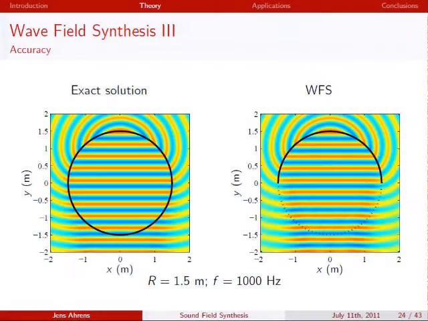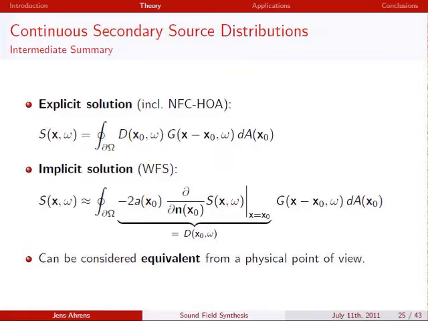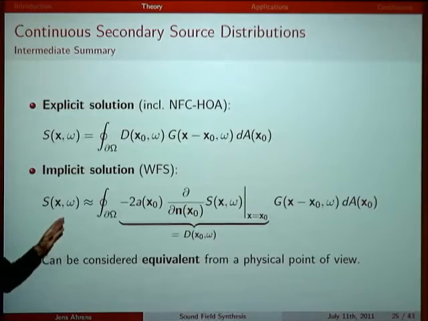So to summarize, for the treatment of continuous secondary source distributions, we have an explicit and an implicit solution. The explicit solution is obviously found by explicitly solving the equation, and the implicit solution is found without solving the equation, by considering some physical relationships. And the physical accuracy of the solution is, at least when it comes to sound field synthesis, equivalent.